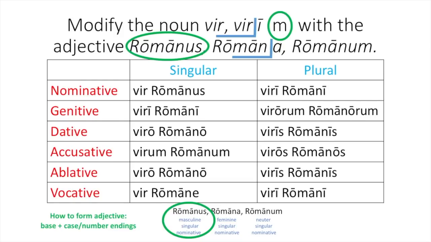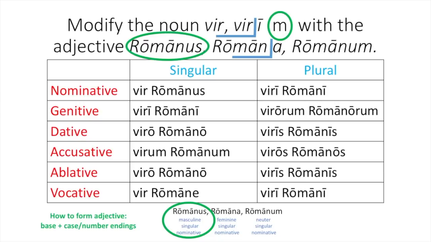Notice that vir is the same as in the nominative because the nominative vir ends in an r. The adjective Romane has the e ending because the nominative singular form of your adjective ends in us. As you see, Romane modifies vir. They agree in gender, number, and case. However, they do not agree in ending. This is perfectly fine for Latin adjectives and nouns because, as you remember, they must agree in gender, number, and case, and they do not have to agree in ending.